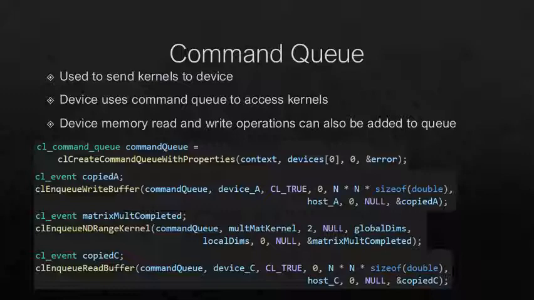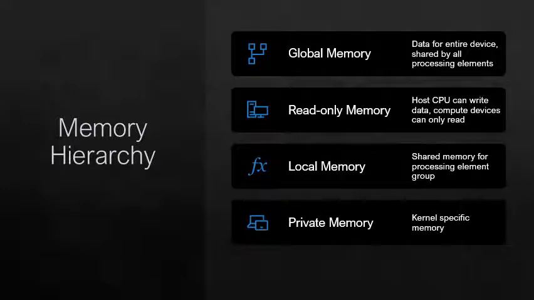The last line of code shows the operation of extracting the resultant matrix from the device back to the host buffer using a queued read operation. This is the main way of passing information between compute devices and host operation, and there is a slight latency associated with this. OpenCL uses 4 main types of memory: global, read-only or constant, local, and private.